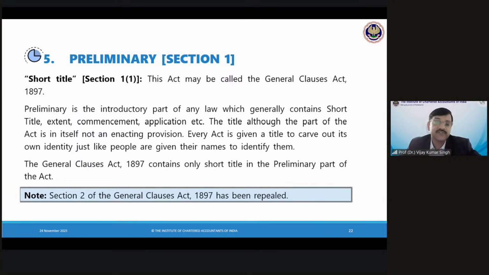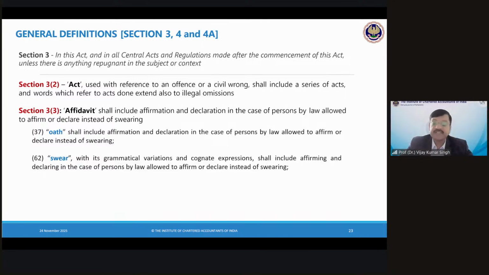This comes directly from your course material. General Clauses Act 1897 contains only the short title in the preliminary part of the Act, and section 2 of the General Clauses Act has been repealed because it was a repeal section itself, which is of no use now. General definitions. This is an important section of the General Clauses Act because there are multiple definitions and each of these definitions is used for interpreting the different terms.